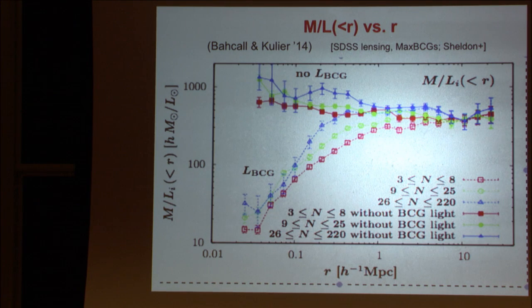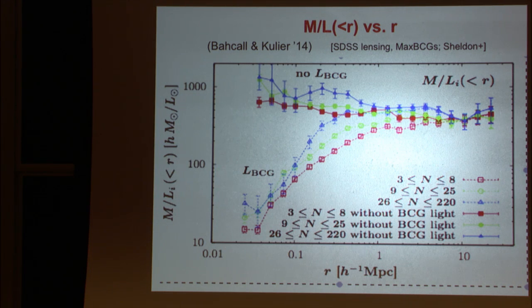Is the ICL included in this or no? We also add the ICL in the final. In this particular one, I don't think so, but for the final results, I'll show you the ICL is added. So it keeps rising because you sit on the BCG and grow. The mass keeps growing.